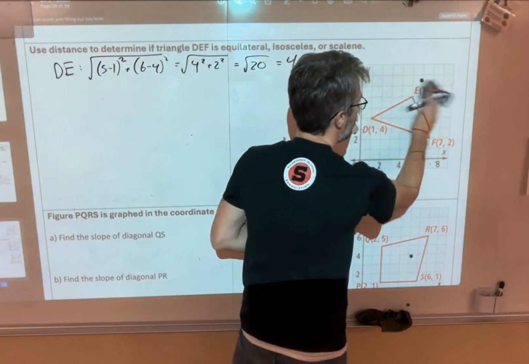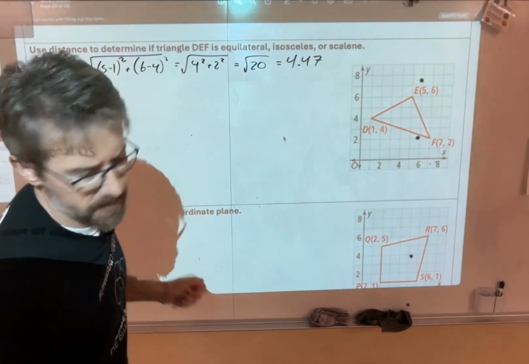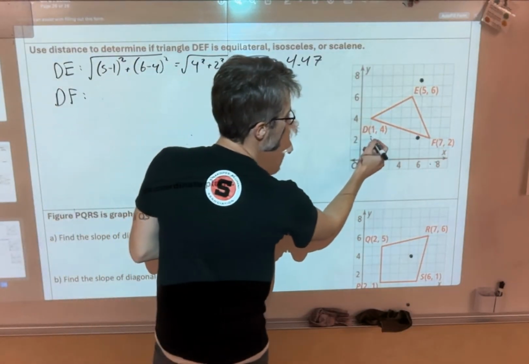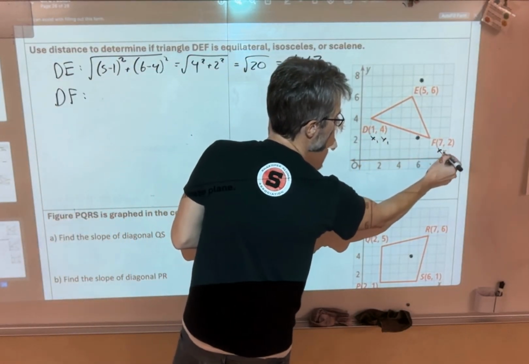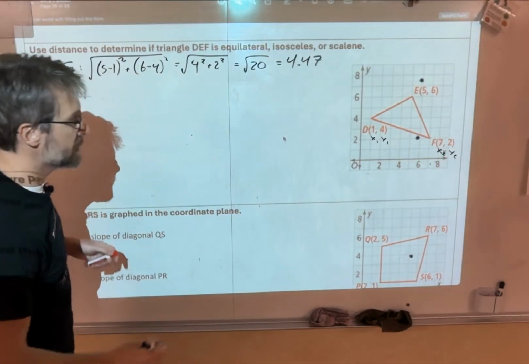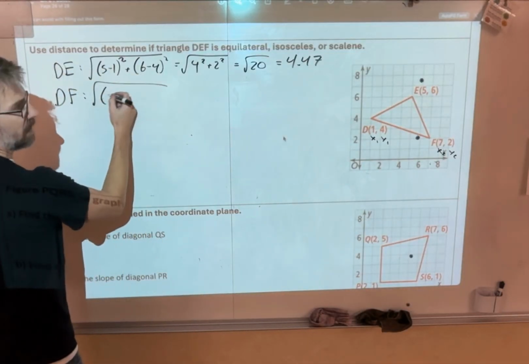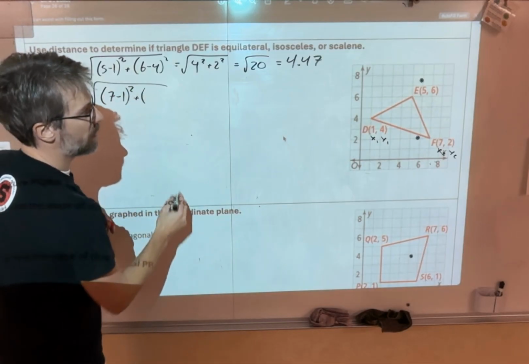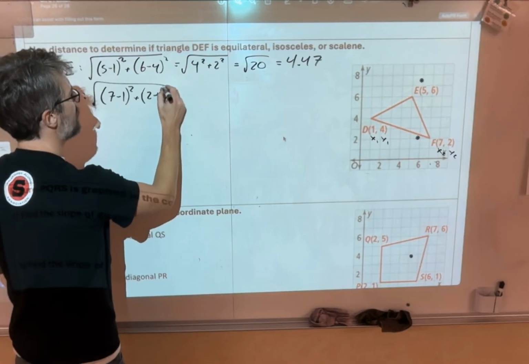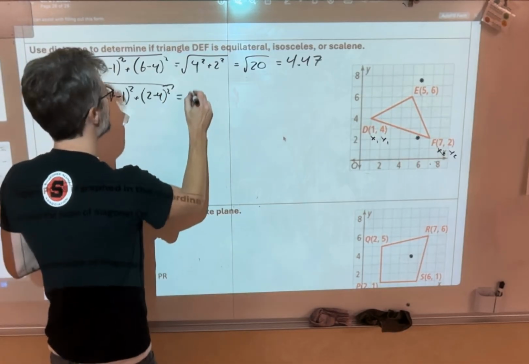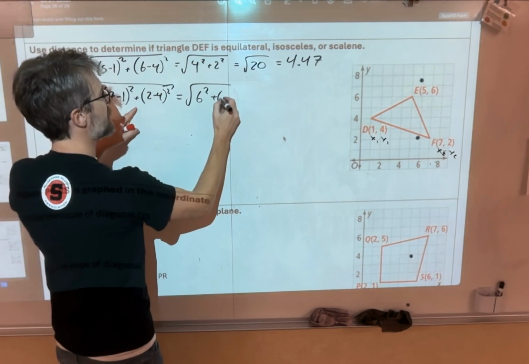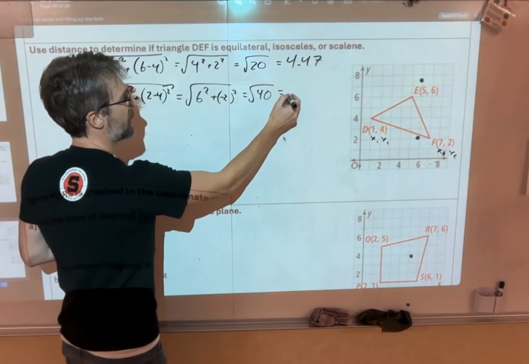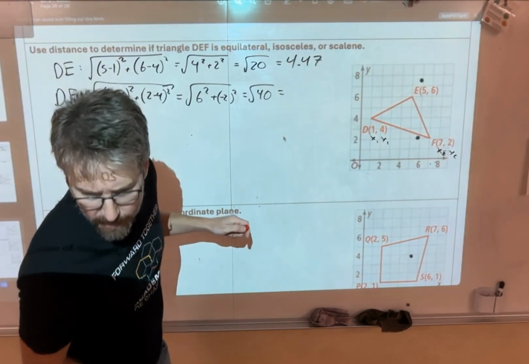All right, now why don't I do DF next? It really doesn't matter the order that you do these. So again, we've got x1, y1, and x2, y2. And so our distance there, we've got 7 minus 1 squared plus 2 minus 4 squared. That's going to give us 6 squared plus negative 2 squared, which is 36 plus 4, which is 40. And the square root of 40 is 6.32.